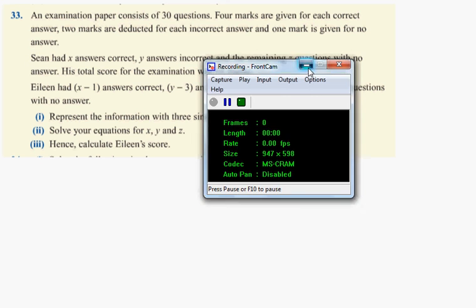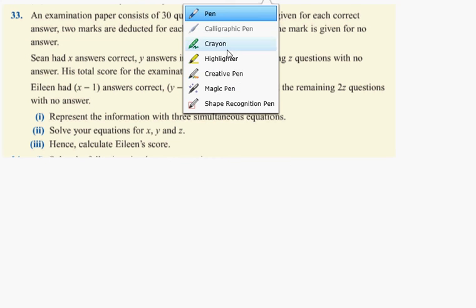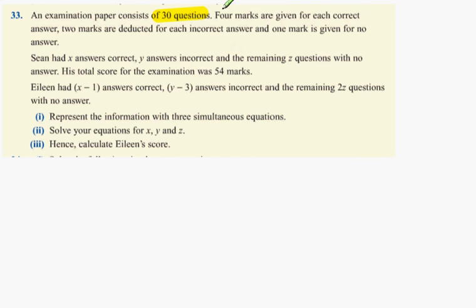Okay, so an examination paper consists of 30 questions. We're going to highlight key information. 4 marks are given for each correct answer. 2 marks are deducted for each incorrect answer, and 1 mark is given for no answer.